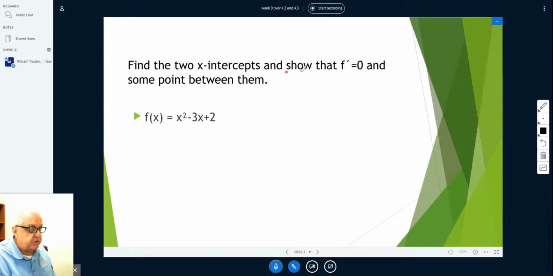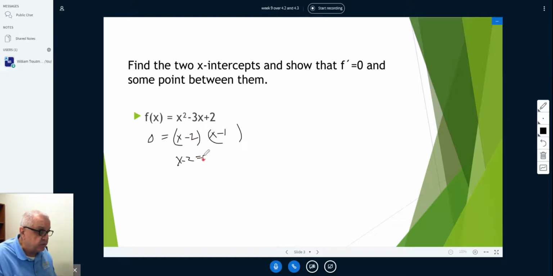Find two x values that show the first derivative equals zero at some point between them. First of all, to find the x-intercepts of this function, we would factor it. This factors into (x minus 2)(x minus 1). If we set it to zero, then x minus 2 equals 0 and x minus 1 equals 0. Take the 2 to the other side, take the 1 to the other side, and you get x equals 2 and x equals 1.